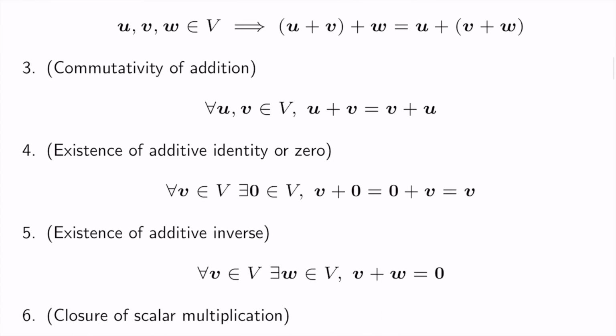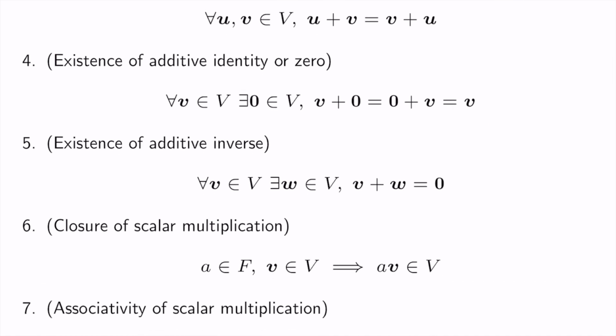And fourth, the existence of additive identity, which is called the zero vector. For any element v in the set V, there exists an element called 0 in the set V that satisfies this: v plus 0 is equal to 0 plus v is equal to v. So adding the 0 element or 0 vector to some vector v doesn't change the vector v.